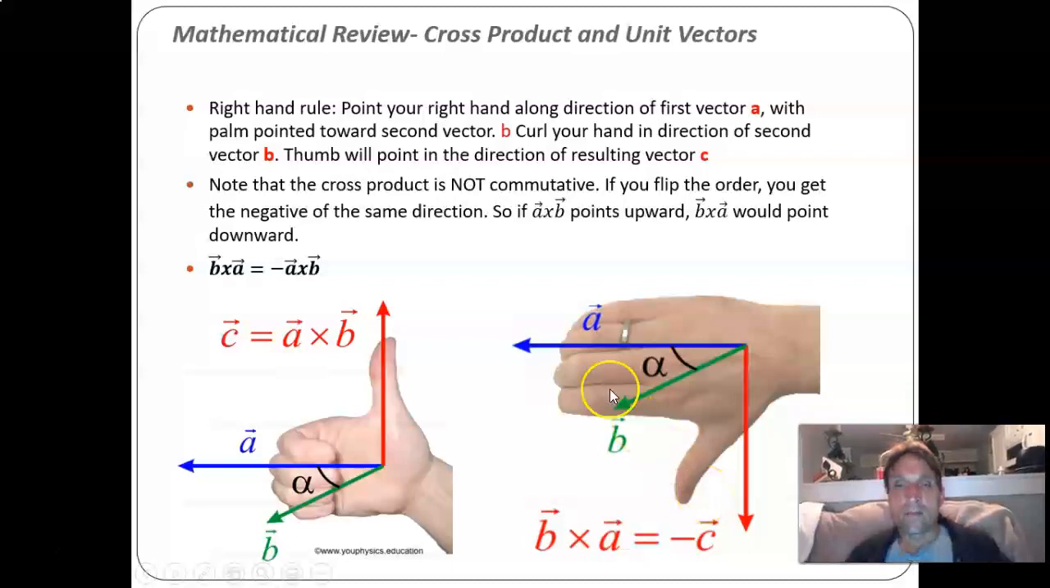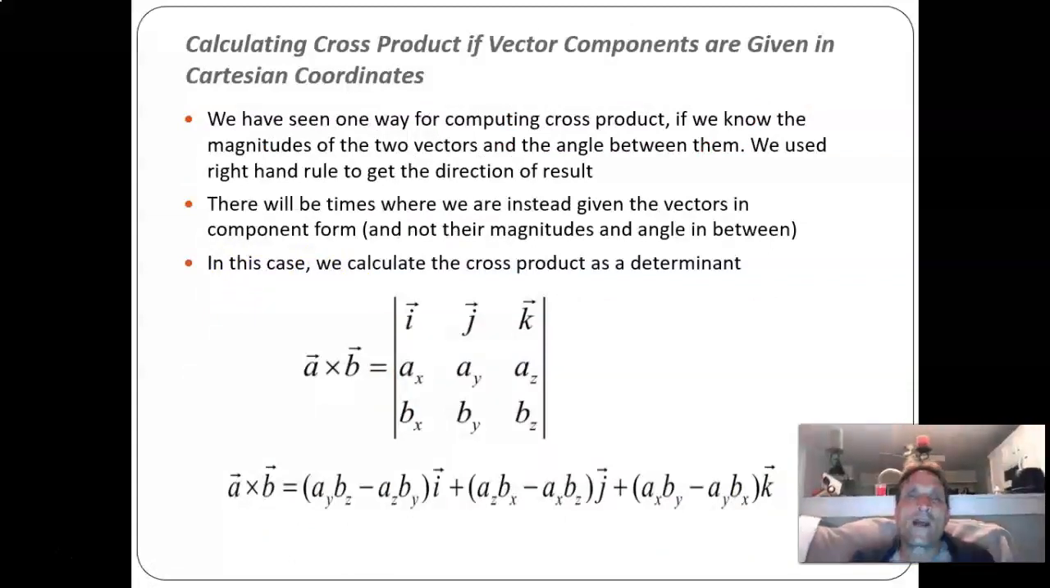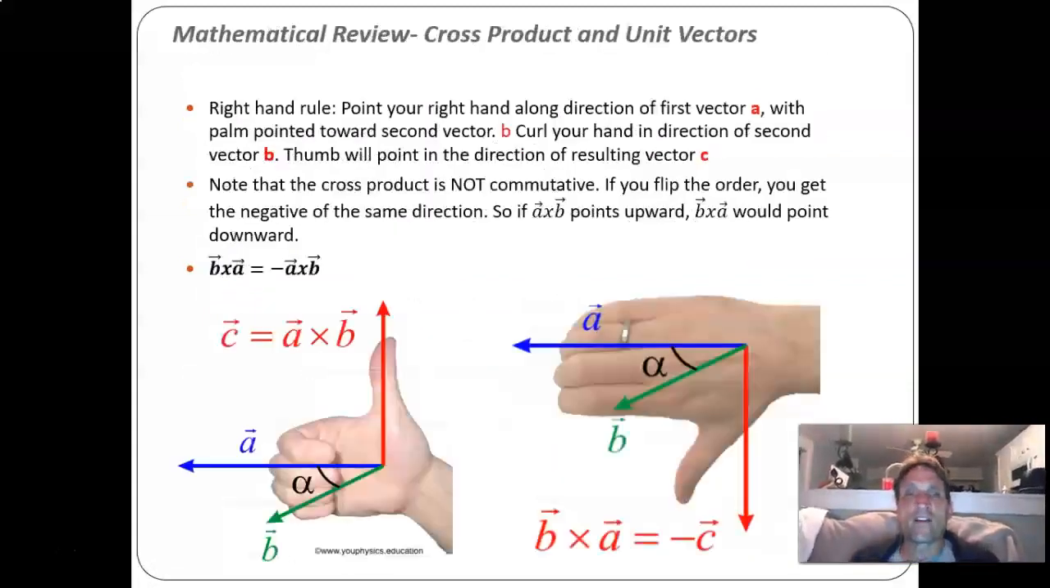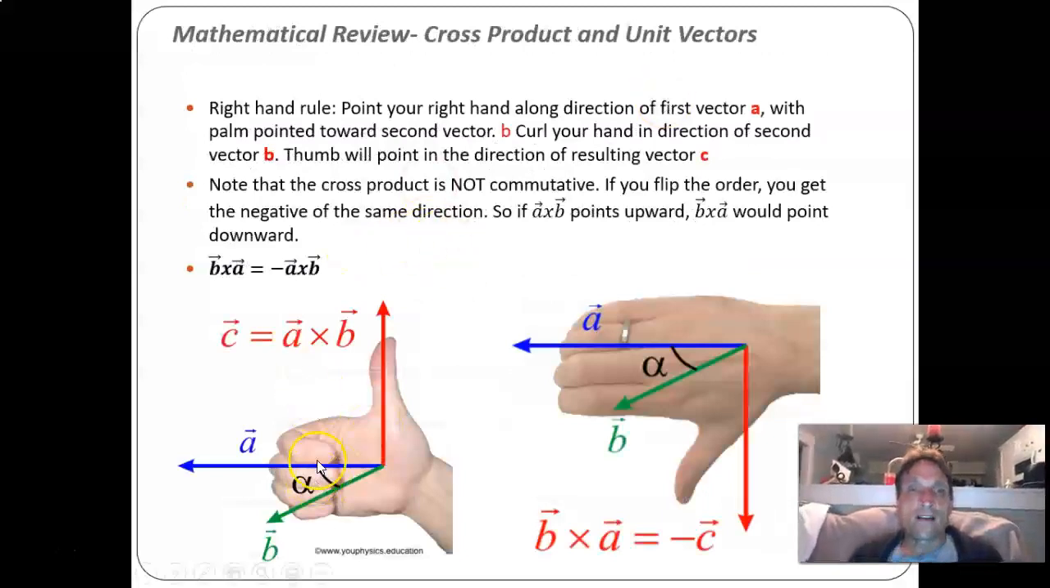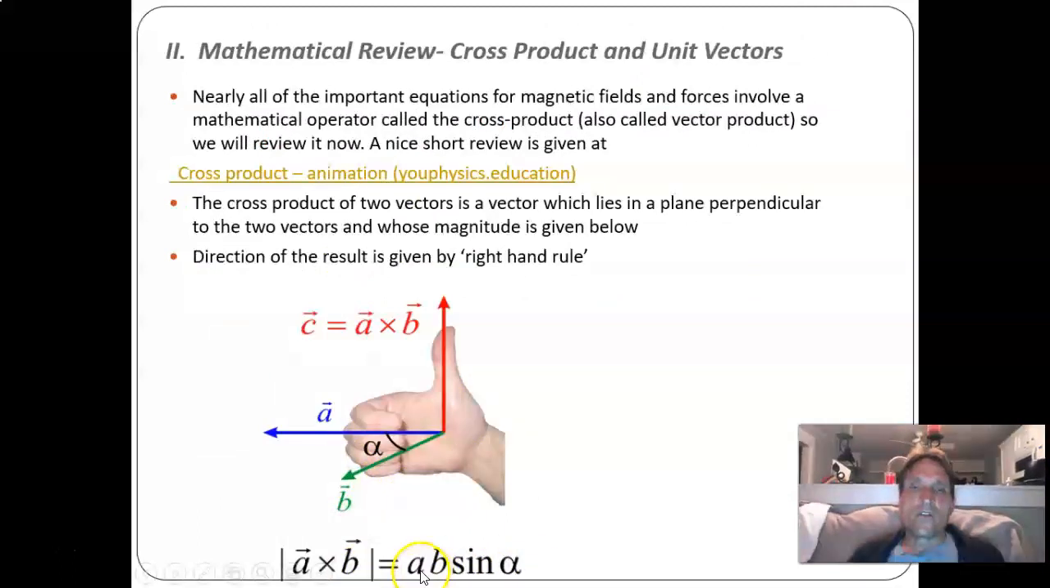So make sure to remember when you're doing the cross product that it's not commutative. Now, that's one way to calculate the cross product: if you know the magnitudes of the two vectors and the angle between them, we can use A times B times the sine of the angle. That gives the magnitude, and we use the right-hand rule to get the direction.